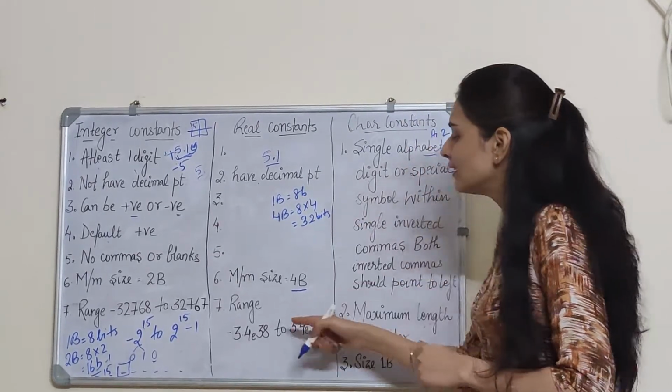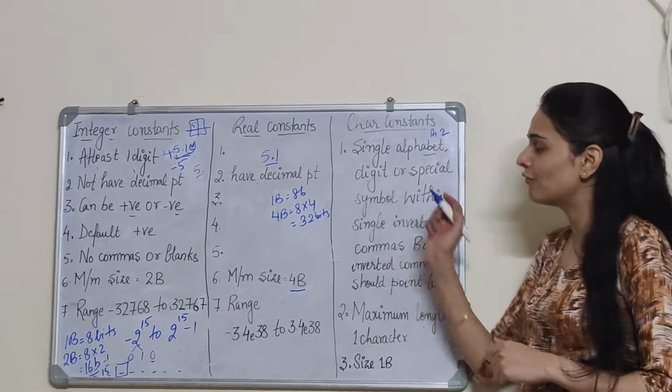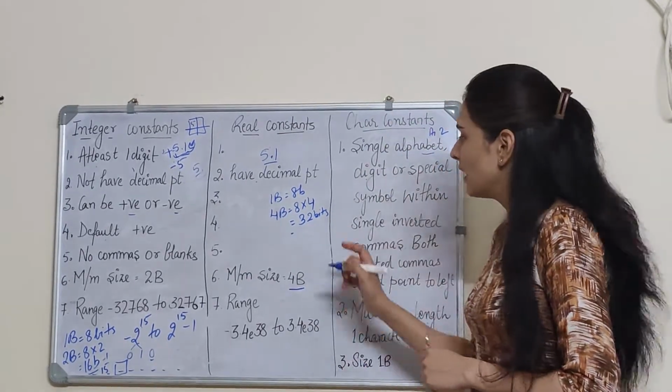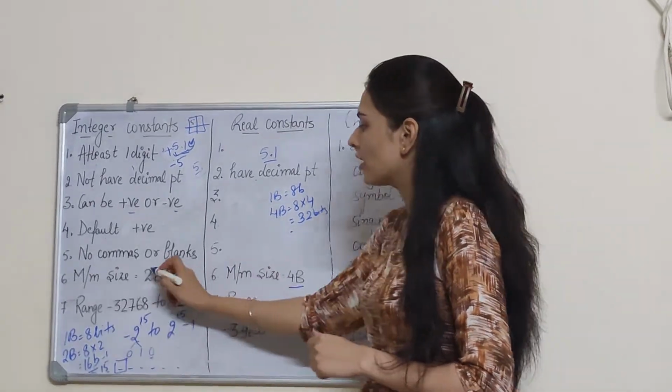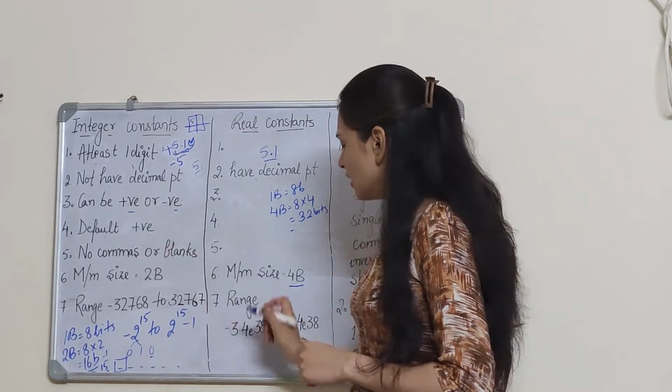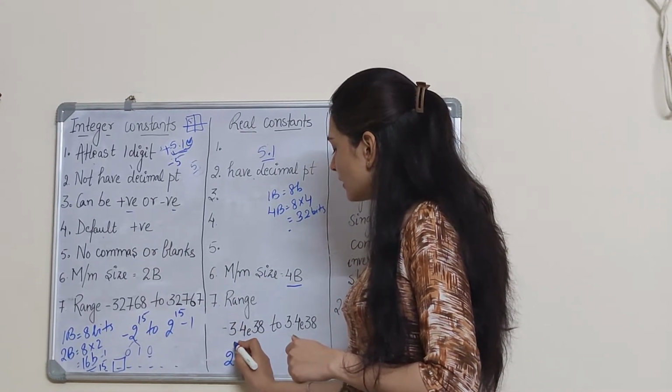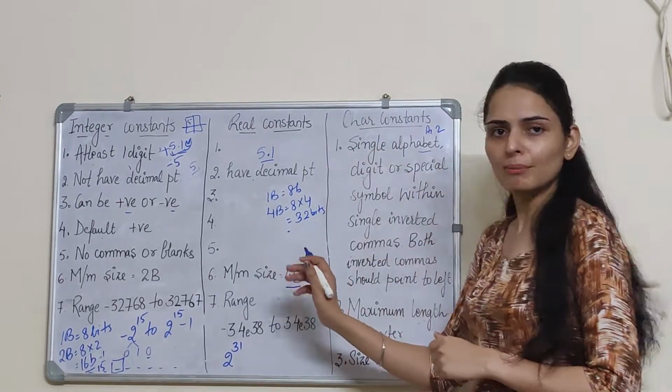Now to find the range of values that we can give for real constants, again the most significant bit will be for our sign. So again we'll have 2 to the power 31. That most significant bit is subtracted.